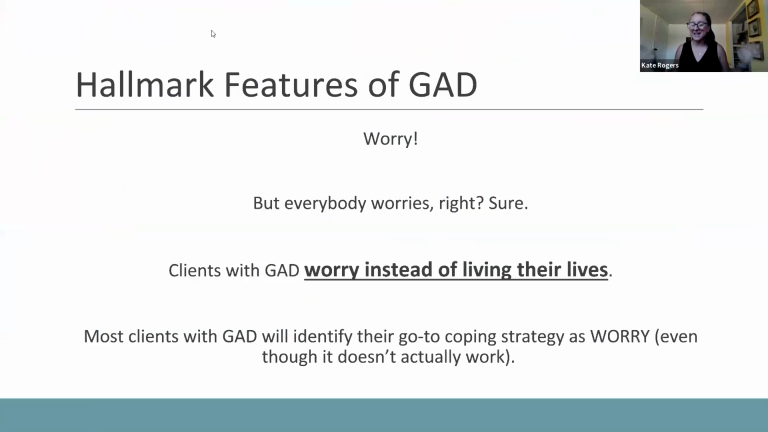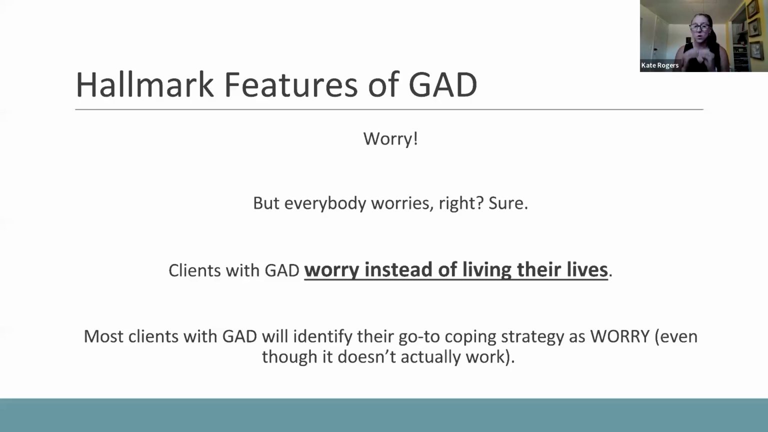Hallmark features. I said last time, I love the DSM. It's really hard to memorize the entire DSM and to use it actively, all the diagnostic criteria for all the clients that come into your office. In real life, we have limited time. We just have to be more efficient. So hallmark features to look for when identifying, is this a client suffering from GAD?